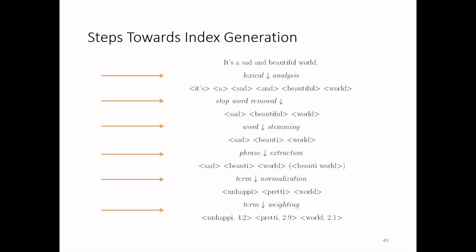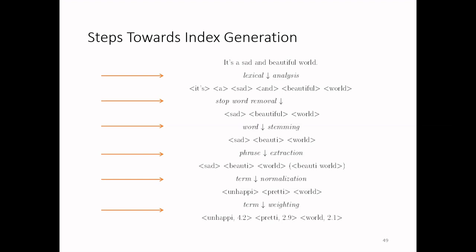All right. And then if you wanted to do stemming, we will do the stemming. So in this case, sad remains sad, beautiful reduces to beauty, and word remains word. All right. And then we perform phrase extraction. In this case, sad does not form any part of any phrase, but beautiful word is a commonly used phrase. So we can say, all right, beauty word basically is a phrase.